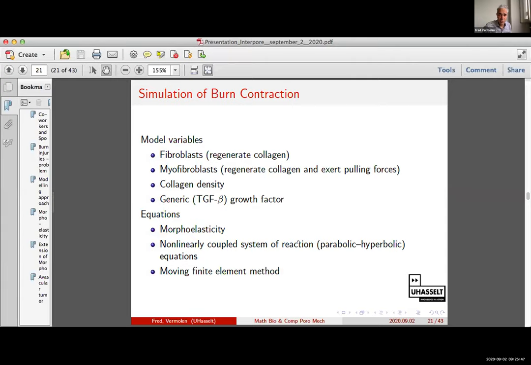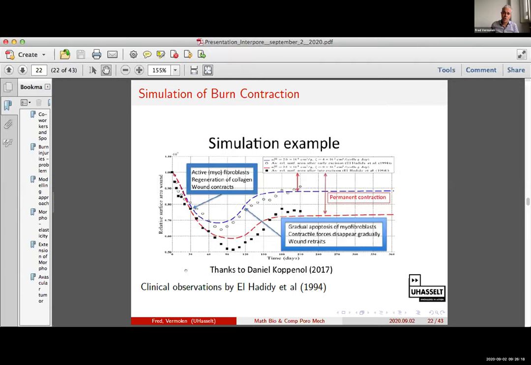So we have used this model for a simulation of burn contractions. The model variables are the density of fibroblasts, the density of myofibroblasts, as well as the collagen density and a generic growth factor. And we have equations for morpho-elasticity, like I mentioned earlier. So we have a coupled system of reaction, parabolic or hyperbolic reaction transport equations, and we use a moving finite element method. To show an example, if you look at the dots here, these dots were obtained from clinical observations. These are observations that were done at patients, and we have been able to fit our morpho-elastic model in such a way that we could reproduce these clinical observations relatively well. And this was done thanks to Daniel Koppenel. So we are able to simulate these burn injuries pretty well, I think.